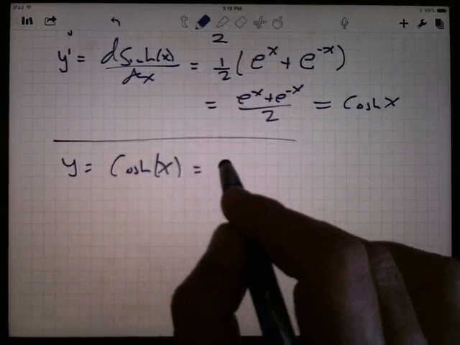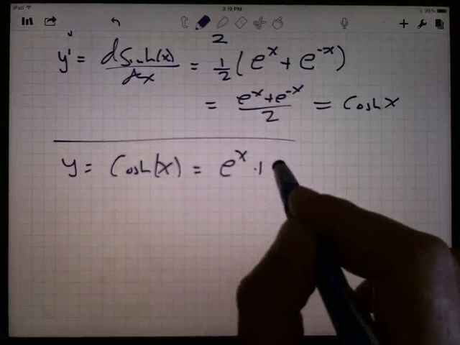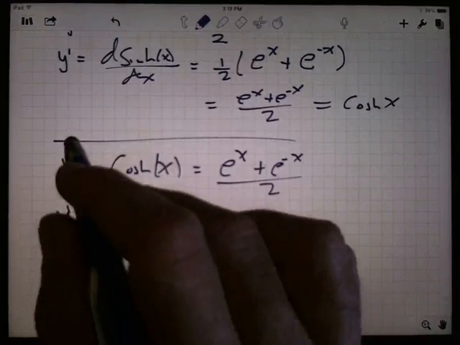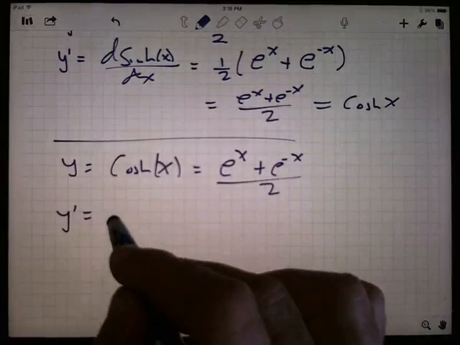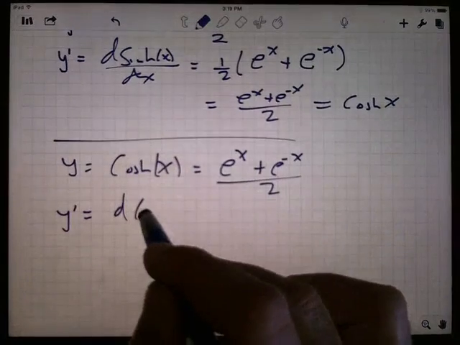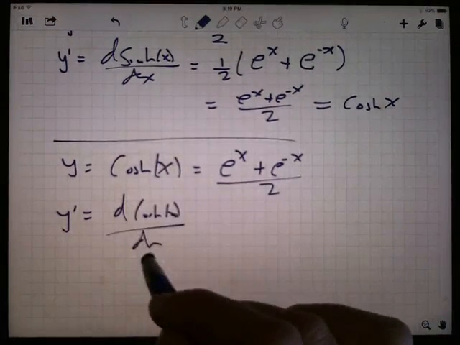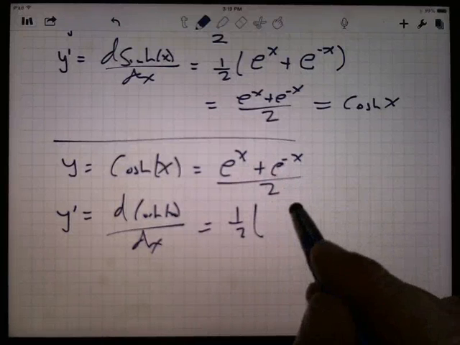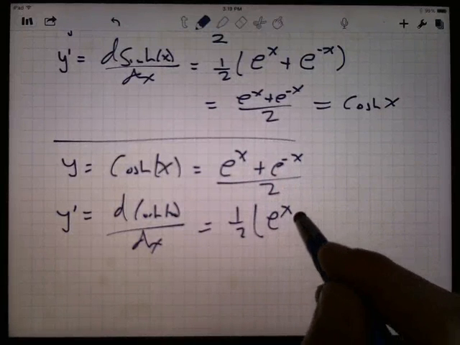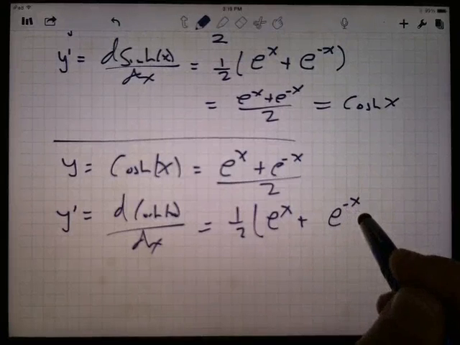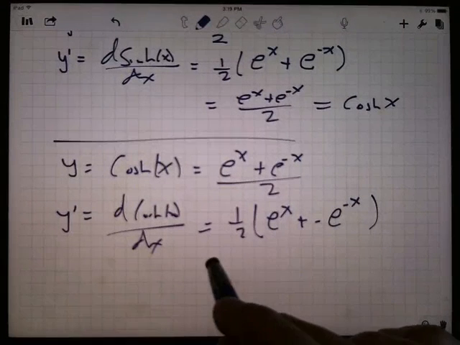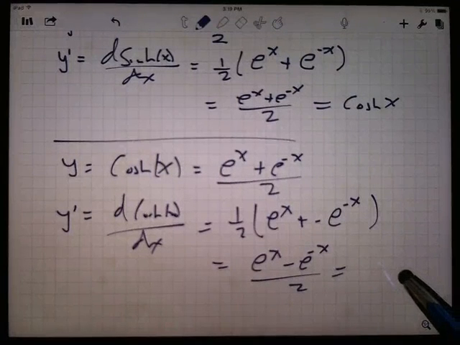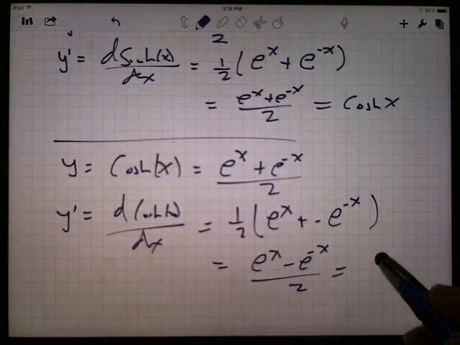I'm going to write this as e to the x plus e to the minus x over 2. And so now let's take the derivative. y prime is the derivative of the hyperbolic cosine of x. And again, the half comes along for the ride, and then I'm taking the derivative of e to the x plus e to the minus x. So that's e to the x plus e to the minus x times minus 1. So we end up with e to the x minus e to the minus x over 2. This is equal to the hyperbolic sine.